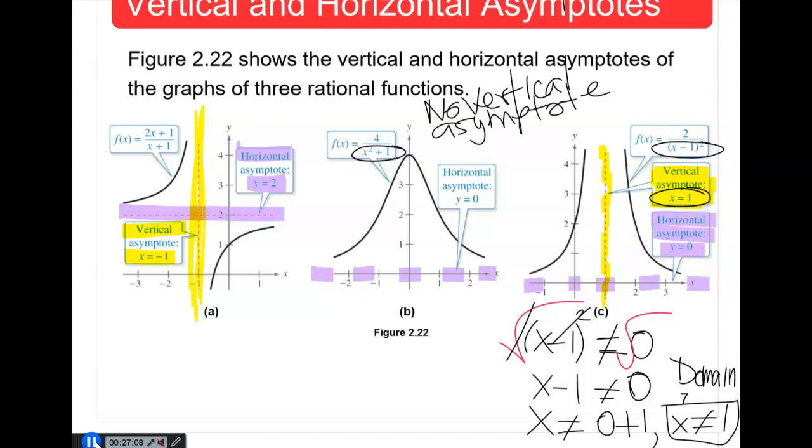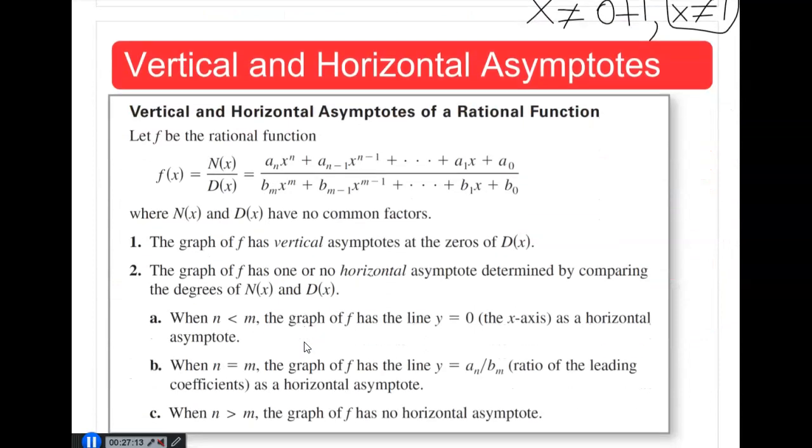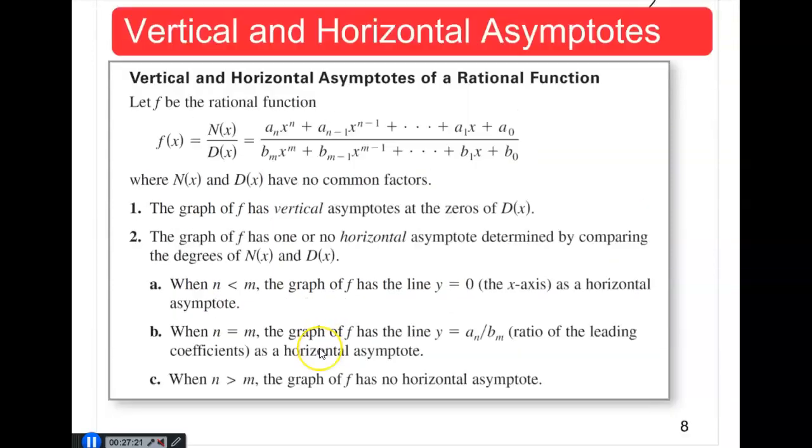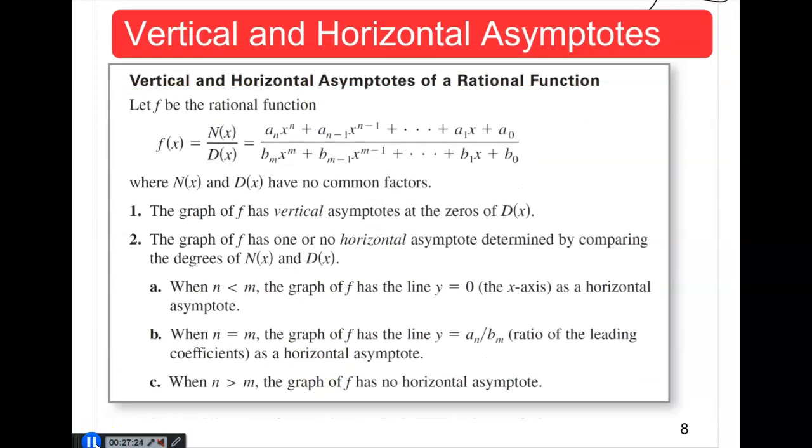All right, let's see what else. So here we have a summary of the 3 types of rational functions. The 3 types will be defined based on the degree of the polynomial that is on top, the numerator, and the degree of the polynomial that is on the bottom, the denominator.